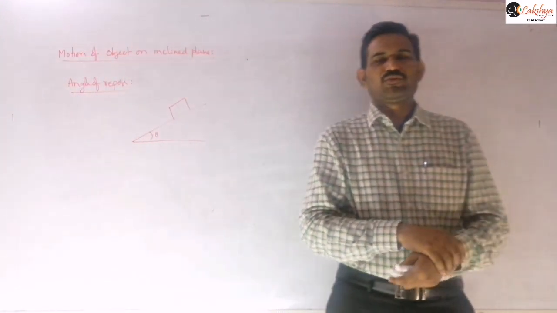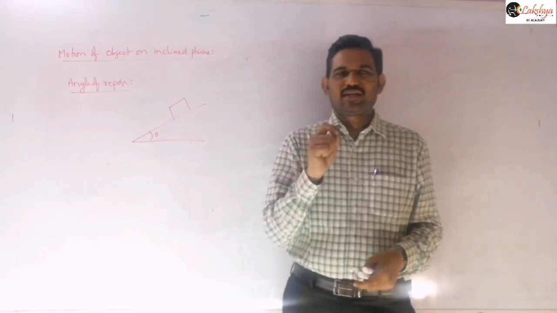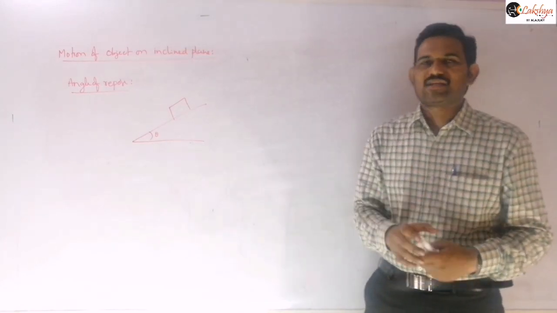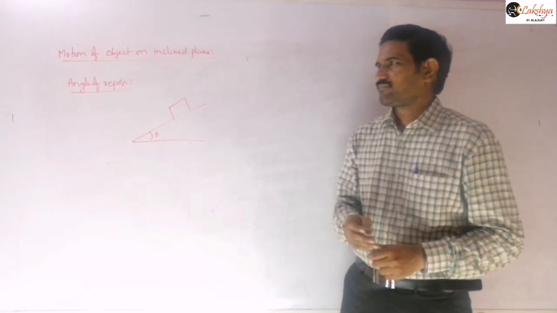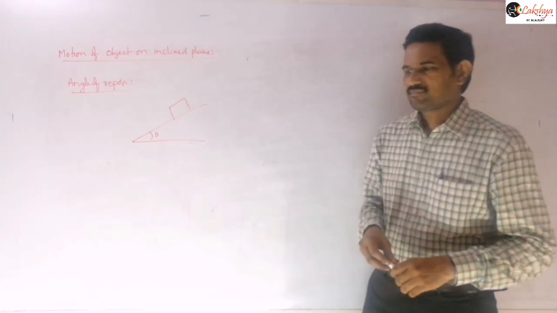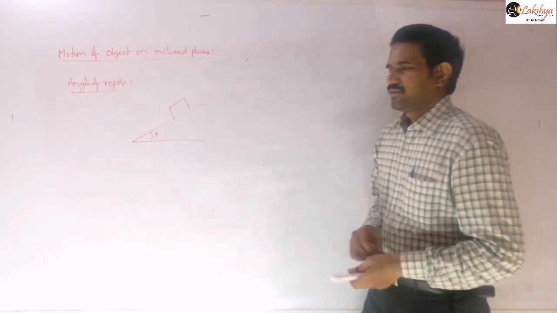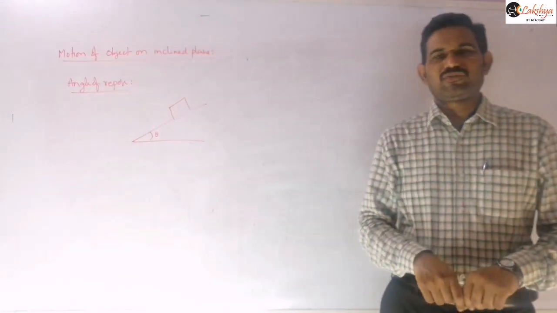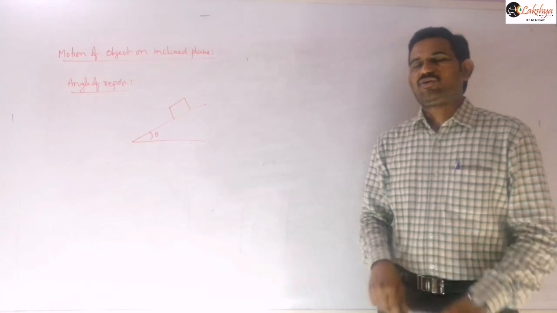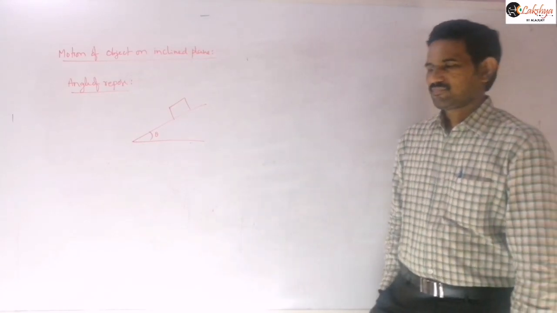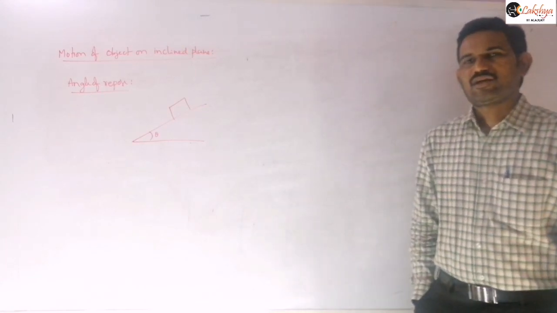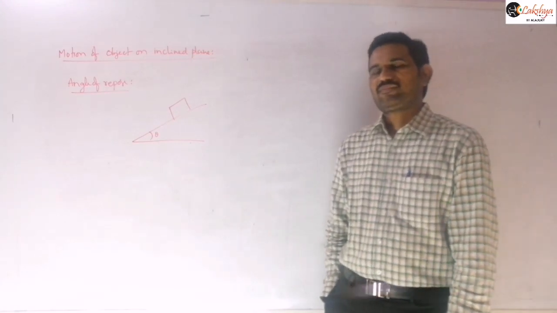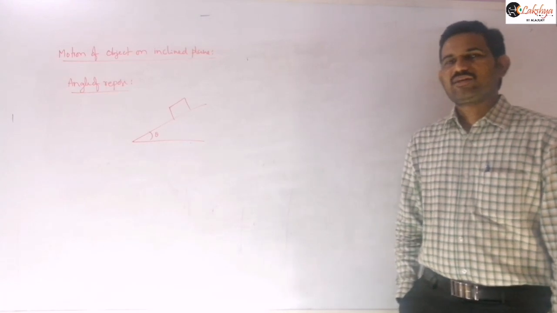So angle of repose can be defined as the angle of inclination of the inclined plane at which the body is ready to slide down. So that angle is nothing but the angle of repose, right? So just write the definition. The angle of repose is the angle of inclination of the inclined plane at which the body is ready to slide down.